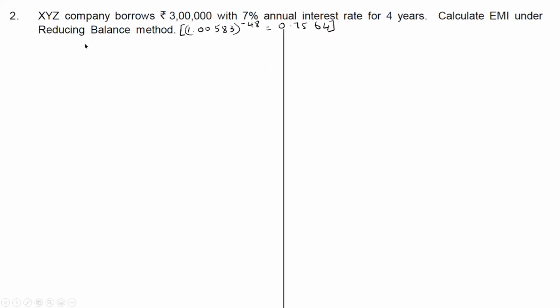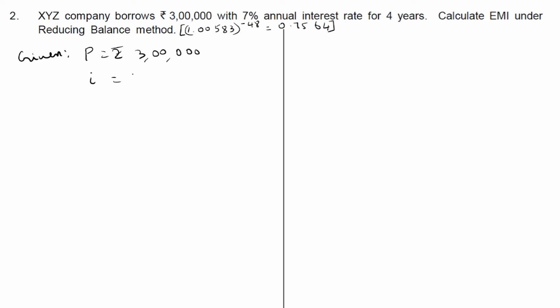Moving on to the next question. XYZ company borrows rupees 3 lakh with 7% annual interest rate for 4 years. Calculate EMI under reducing balance method. So here the principal is given directly. So first let us write what is given. Given P is equal to rupees 3 lakhs.